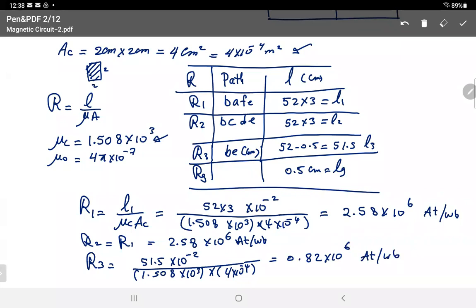What's left? The air gap. But I just want you to remember the values here. They're all around 10 to the 6. The one on the left and right is like 2.5 something, and the one in the middle is 0.82.